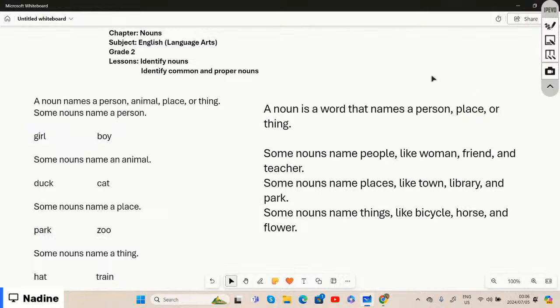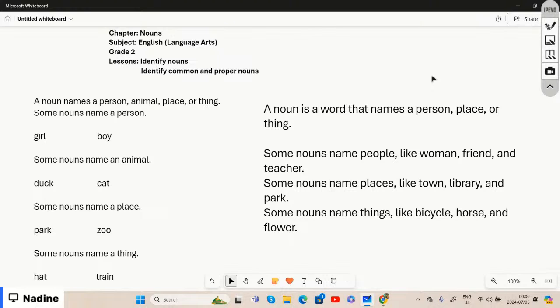All right, so when it comes to nouns, right, a noun names a person. A noun names a place. It names an animal, or it names a thing, right? So nouns name a person. It can be nouns like girl. It can be nouns like boy, right? That is just an example.